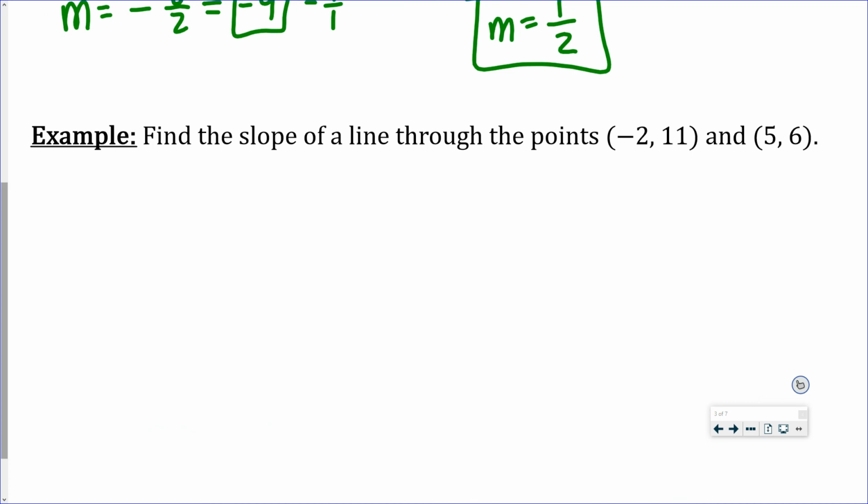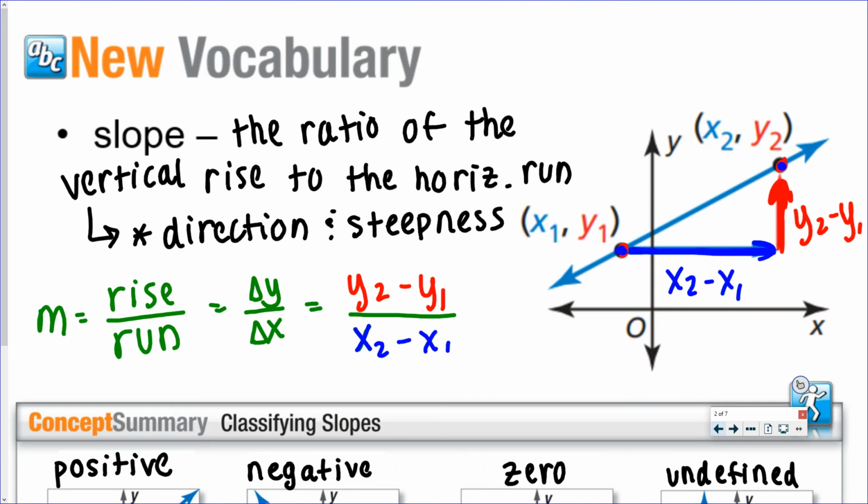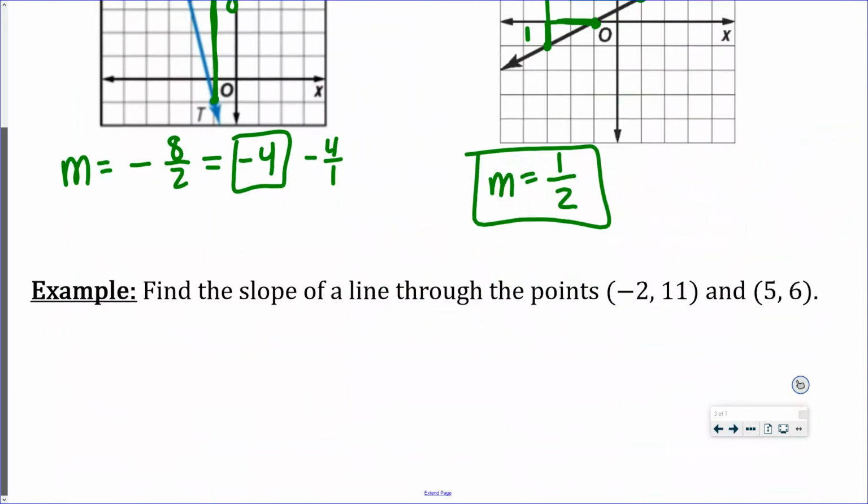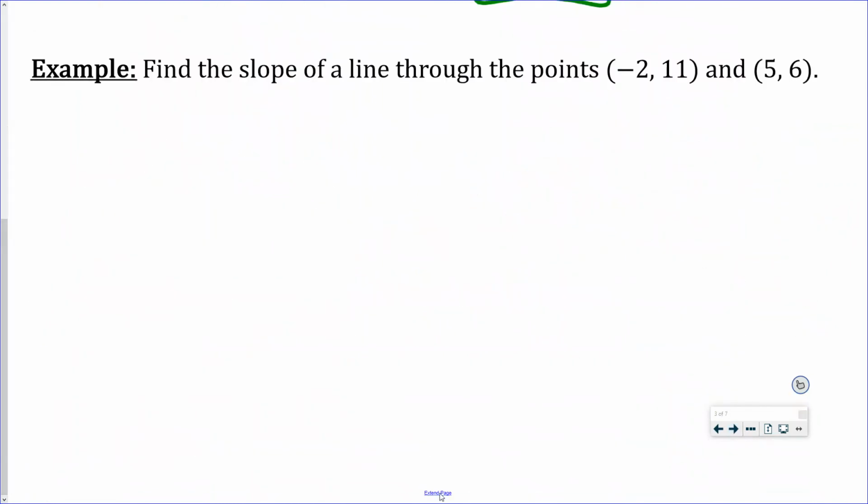What if I'm not given a graph, I'm just given two ordered pairs? This is when we're going to have to use our good old trusty slope formula. I'm going to rewrite it here because you need to memorize this for the rest of your life. If you don't want to memorize it, you better get it tattooed. That's the only way I'd let you use it on a test. y2 minus y1 over x2 minus x1.